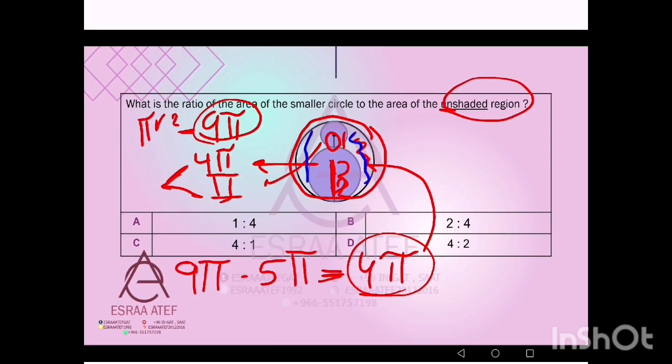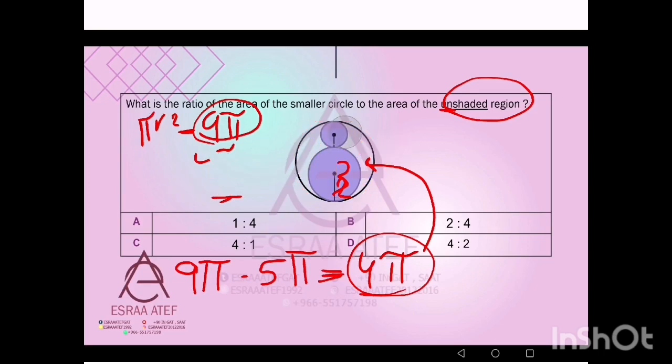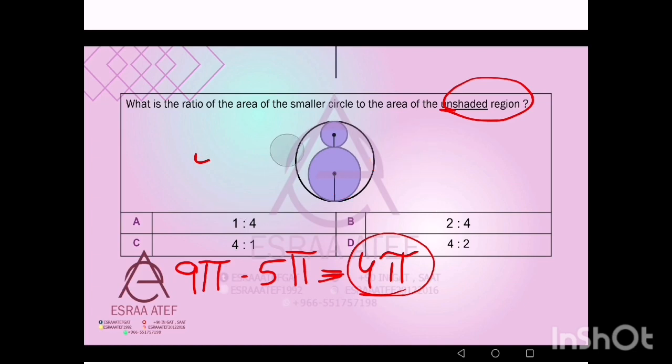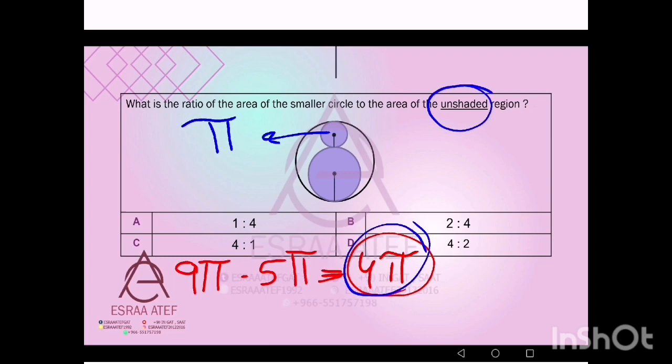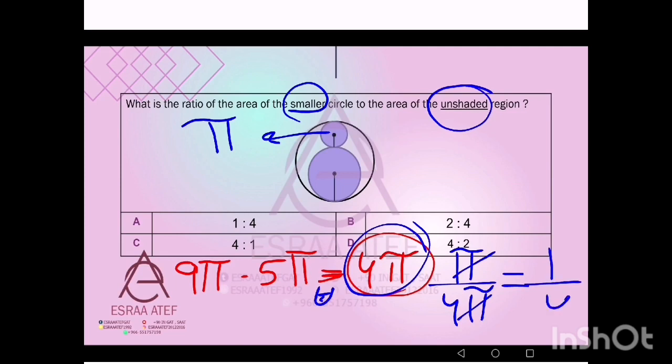Okay, what does he need to get? He needs to get the ratio of the area of the smaller circle to the unshaded. The smaller circle's area is pi. The unshaded is 4 pi. He needs the smaller to the unshaded, yes? So it means pi over 4 pi. The pi cancel each other, so it is 1 over 4, or 1 to 4.